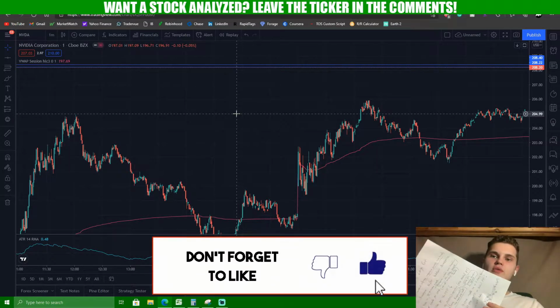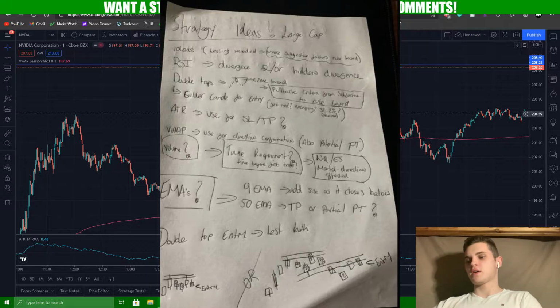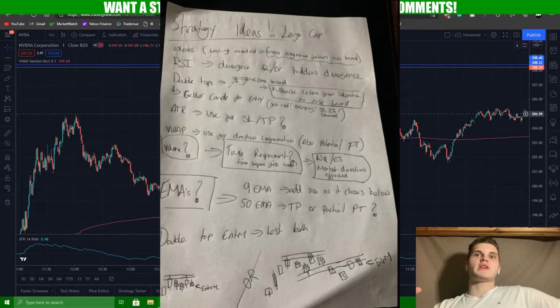So I'll hold this up. I don't really know if you can see it. If not, when I'm editing I will throw a picture on screen. But basically all it is, is things I want to incorporate into the strategy, and then I can start finding out things that work together and what don't.